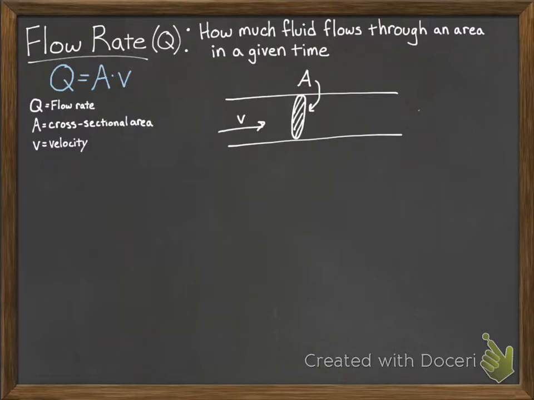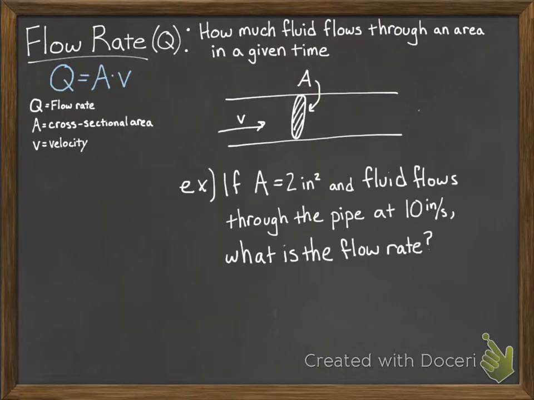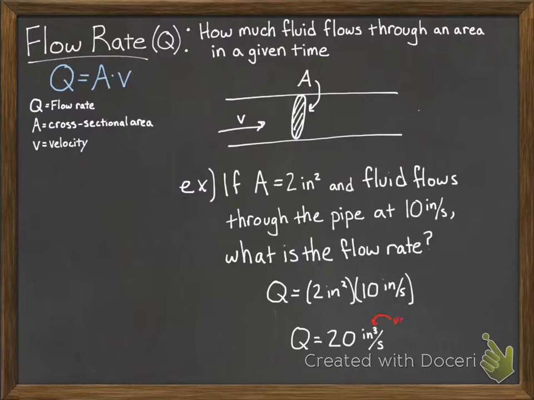Okay, so let's look at an example. If the area of this pipe is 2 square inches and fluid flows through the pipe at 10 inches per second, what is the flow rate? Well, we know our area, it's 2 square inches. We know our velocity, it's 10 inches per second. So I'm just going to multiply those two values, and I get that the flow rate is 20 inches cubed per second.